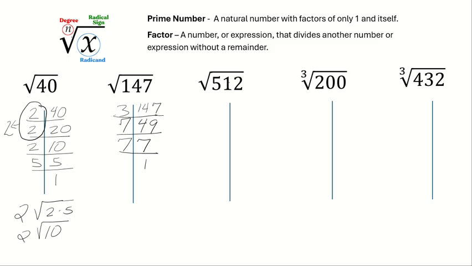Same process, degree of 2 because nothing's there. So what I'm going to do is circle that group of 7 and bring it out as a 7, not as a 2, as a 7. Whatever's left, I put under the radical sign. So that's a 3, and there's a 7 on the outside. So again, this is the process.